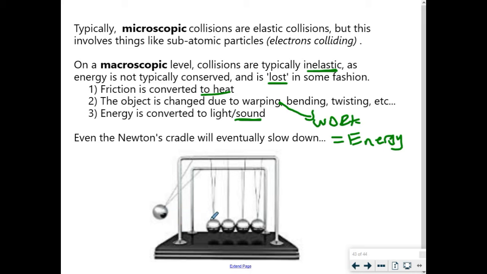Really, every time this ball clicks into that one, that one, that one, and that one, a little bit of energy is lost to sound, a little bit to friction. Up here where the pivot happens to exist, there's probably a little bit of friction up there. This is one of the most efficient machines that man has ever made, though. It's probably 99.9% efficient, but it will eventually slow down due to that loss of energy over time.